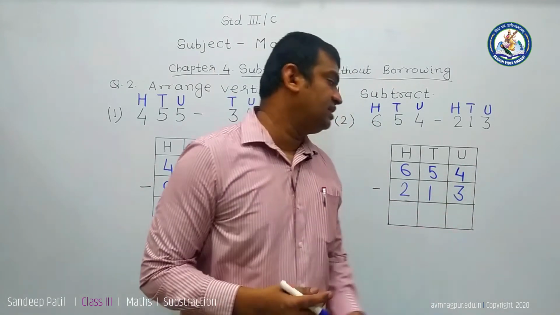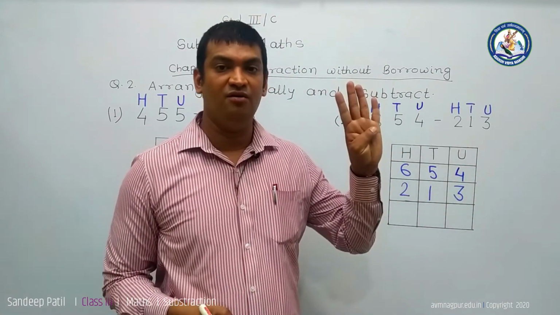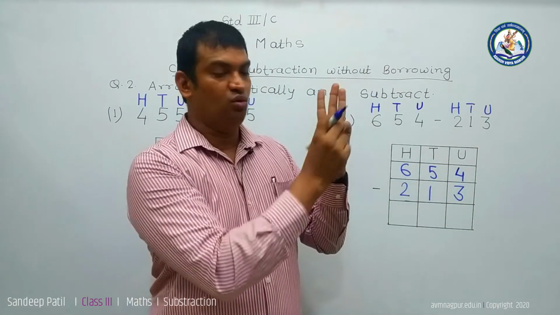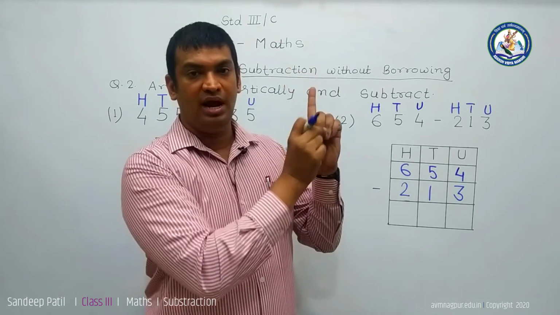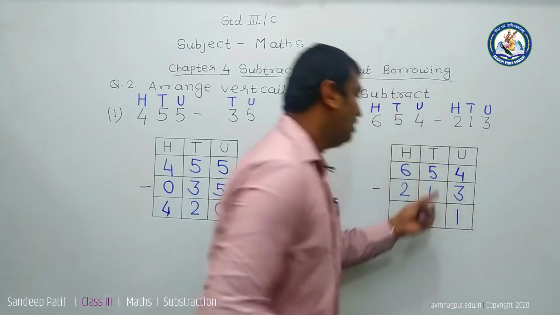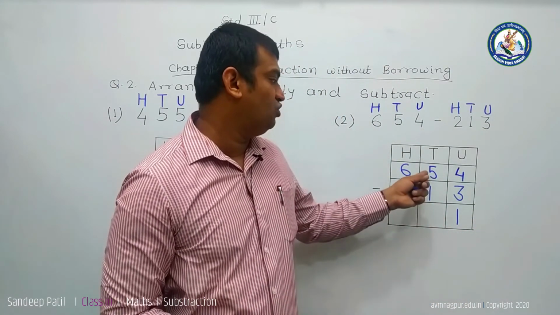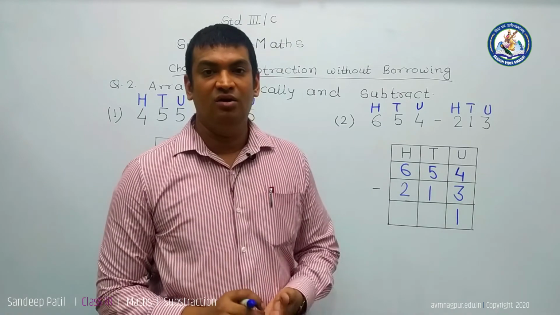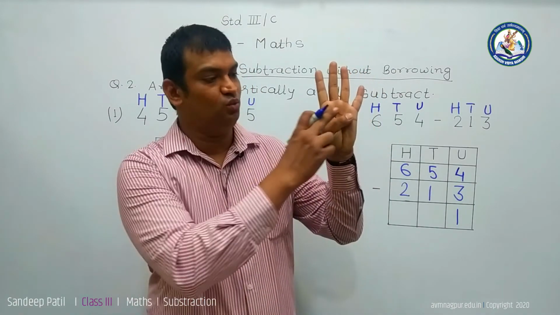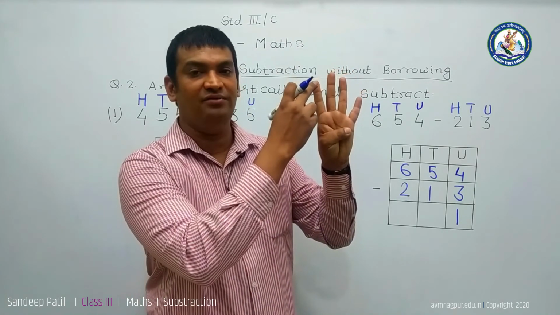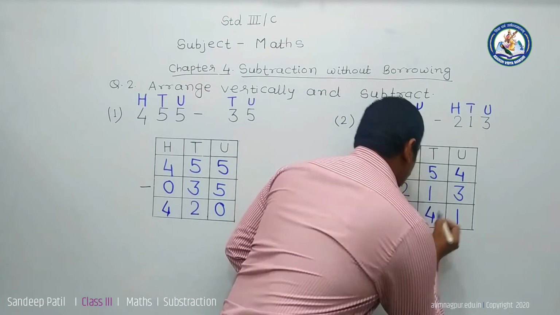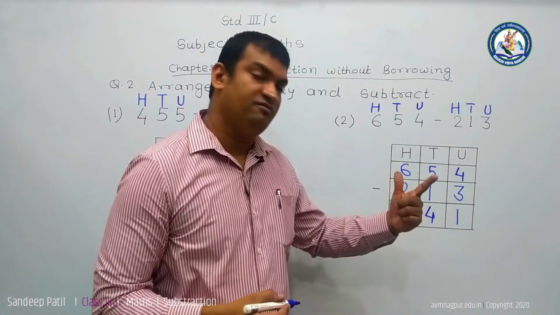Let's minus 3 from 4. We have 4 fingers here. We have to minus 3 from it. So 1, 2 and 3. We remain with 1. Now subtract tens from tens. So 5 tens minus 1 ten. That means 5, we have to minus 1. So I will minus 1 here. What do we have left? 1, 2, 3 and 4. So 5 minus 1 is 4 tens.